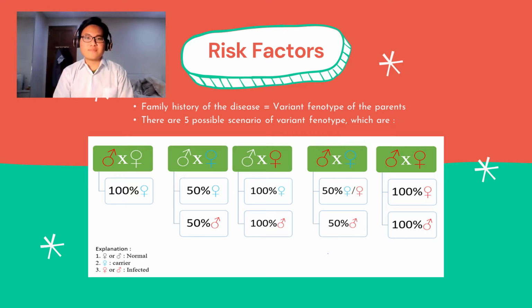Second, if the mother is a carrier, there is a 50% chance either the girl will be a carrier or the son will be infected. The third, if the mother is infected, the girl will have 100% chance to be a carrier and 100% chance of the son to be infected. The fourth, if the father is infected and the mother is a carrier, there is a 50% chance that the daughter will develop hemophilia A or be a carrier, and the son will have 50% chance to be infected. And the last is when the father is infected and the mother is infected. Either the boy or the daughter will have 100% chance to be infected.